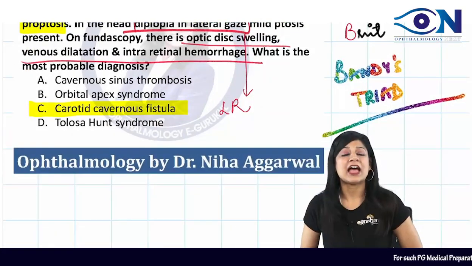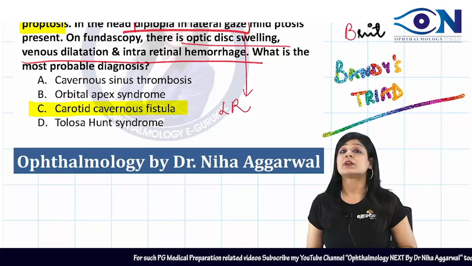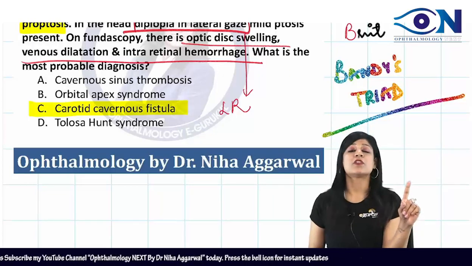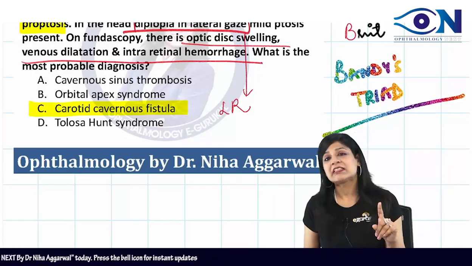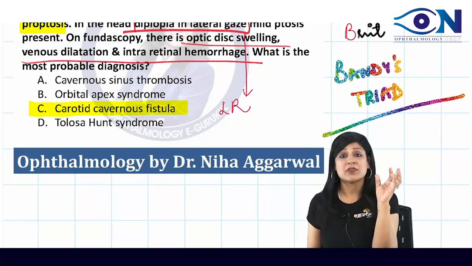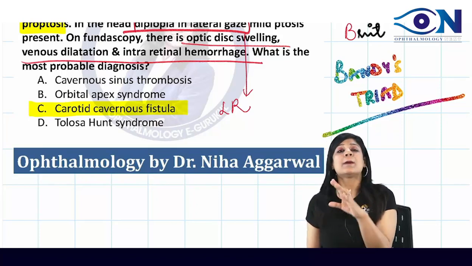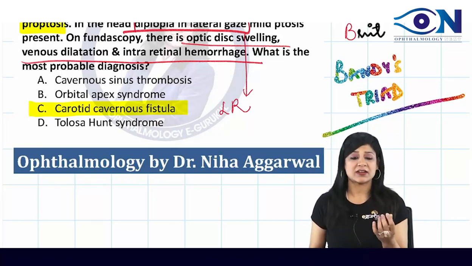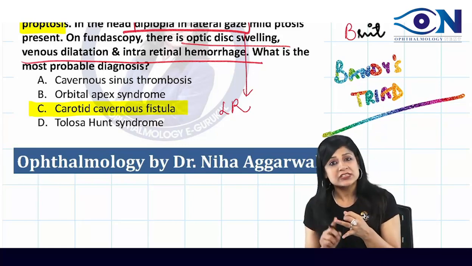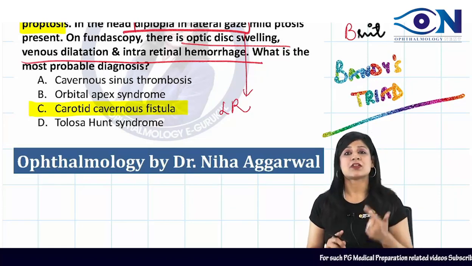Now you can have the same features in cavernous sinus thrombosis, but you will not have pulsatile proptosis, you will not have a history of trauma, you will not have the noise in the head. Rather you will have diplopia in the lateral gaze, chemosis can be there, congestion can be there, but there you will have different risk factors. You can have orbital cellulitis, acute ethmoidal sinusitis, or infection in the dangerous area of the face.